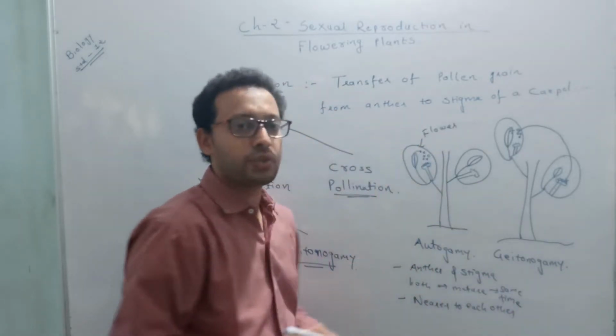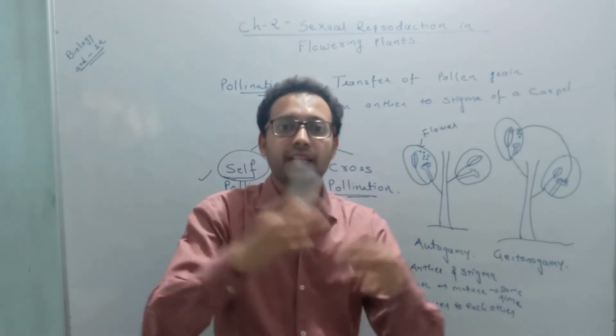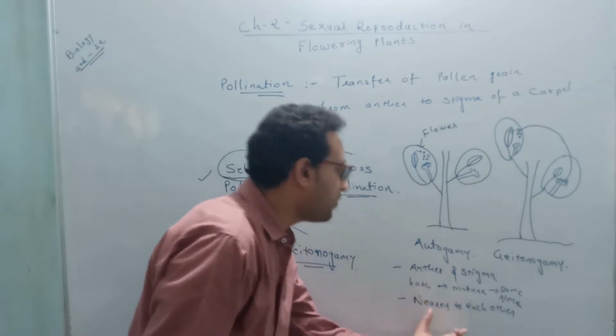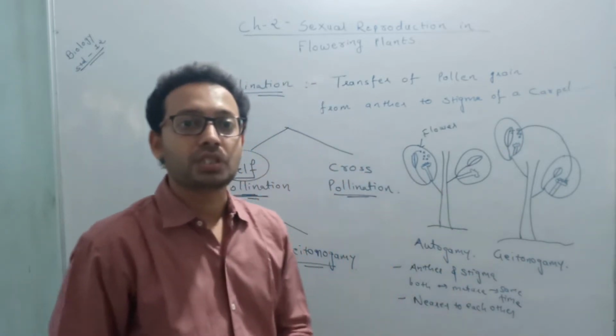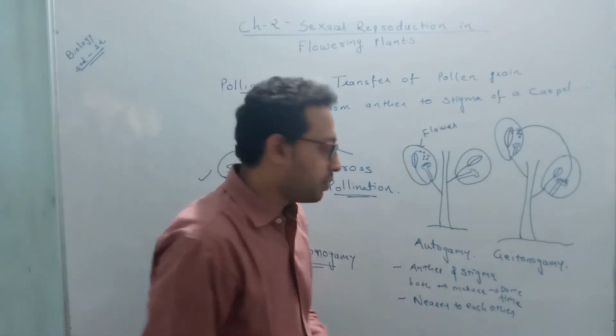They should be nearer to each other. As they are nearer to each other, the chances of transfer are very high. So these are the conditions that have to be followed, as these conditions promote the autogamy process, a type of self-pollination process. So which conditions promote the self-pollination process?